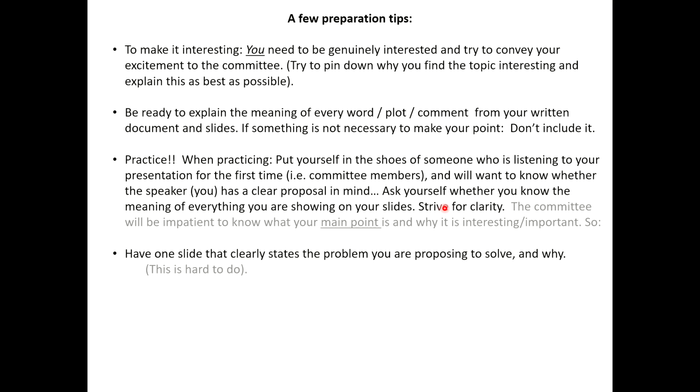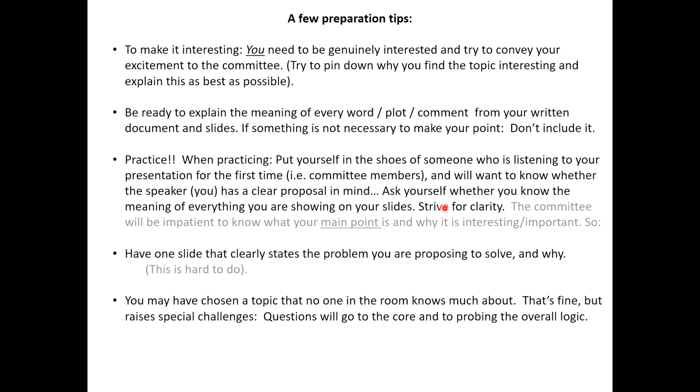So, this is not a requirement, but it's maybe a good idea to have one slide that clearly states the problem you are proposing to solve and why. And maybe this is the slide where most of the work should go, because once you have this slide, then everything else will follow and can be used to support your OP.